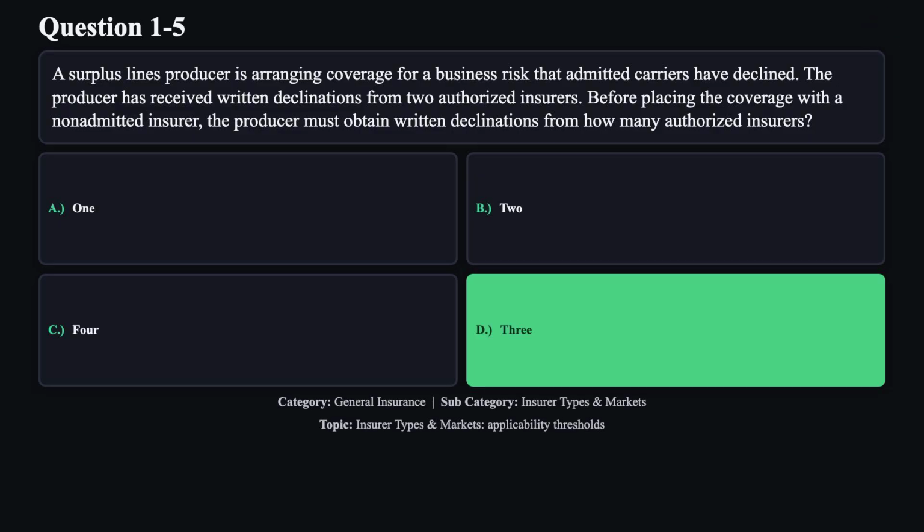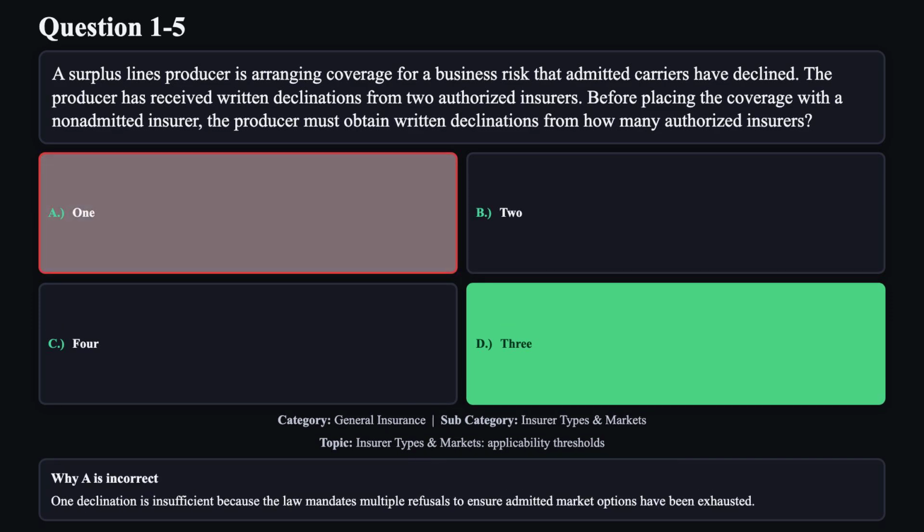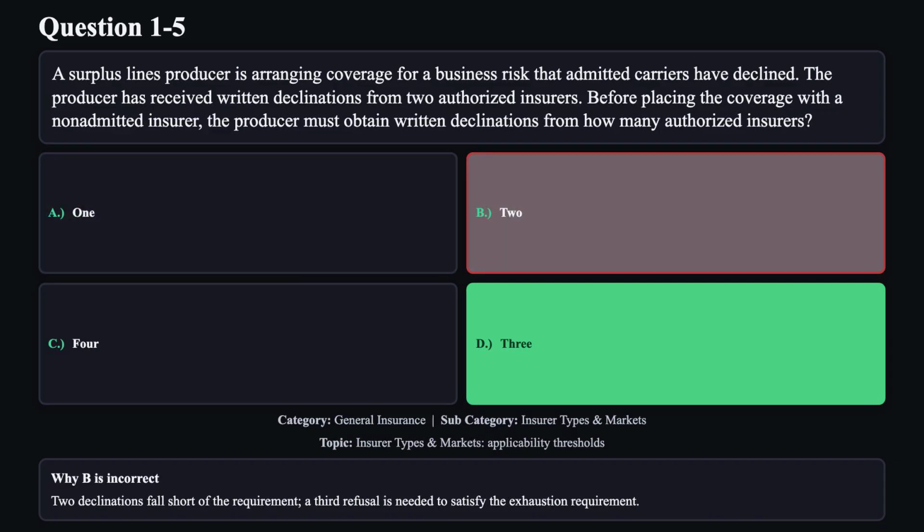The correct answer is D. The correct answer is 3 because regulations require written declinations from 3 authorized insurers before coverage may be placed with a non-admitted surplus lines insurer. Reason A is not correct. One declination is insufficient because the law mandates multiple refusals to ensure admitted market options have been exhausted. Reason B is not correct.